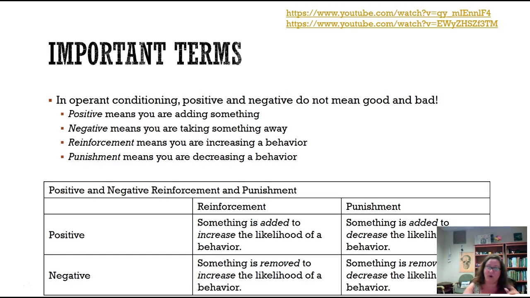So we can put this in a quadrant then to kind of understand: positive reinforcement and positive punishment, negative reinforcement and negative punishment. So if it's positive, I'm adding. If it's negative, I'm taking it away. Reinforcement, I want you to continue that behavior. Punishment, I want you to stop the behavior.